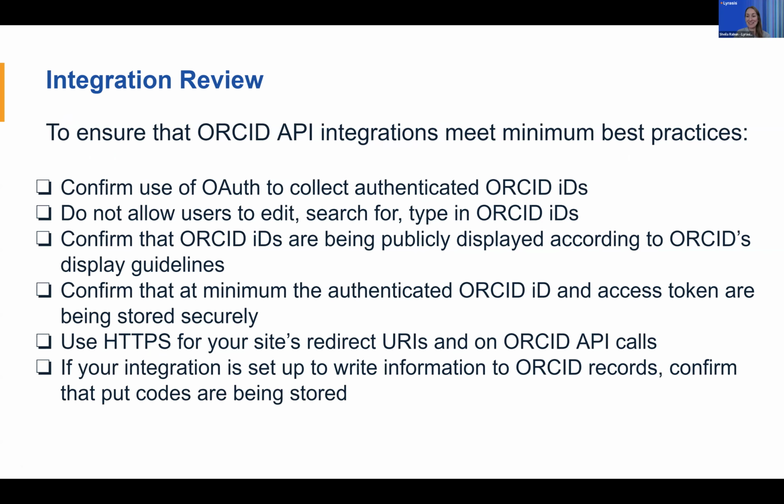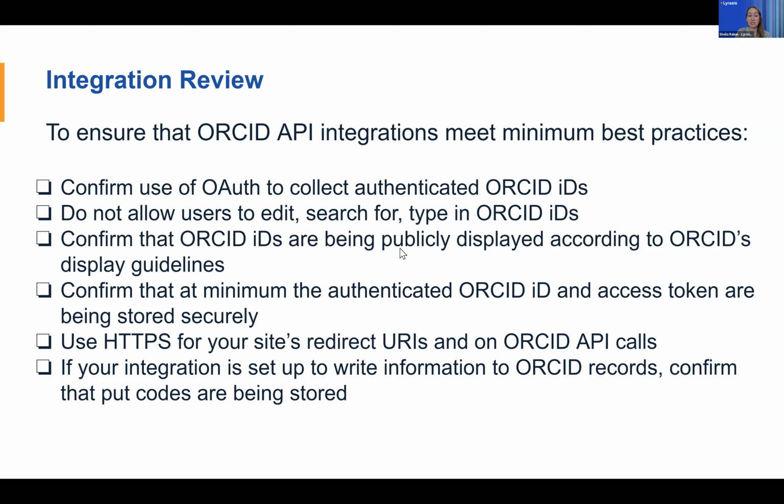All right, so I mentioned that the process for development is working in the sandbox first, then doing an integration review, and then going to production. So for integration reviews, these are the minimum requirements that your integration has to meet in order to go to production. And you would basically just contact us to schedule and go through this integration review. But basically, the requirements are that you need to use the OAuth process to get authenticated ORCID IDs. It's really not a good idea to have anybody typing in manually or allowing users to make edits to their ORCID number. You want to get the ORCID number from the API to make sure it's correct.